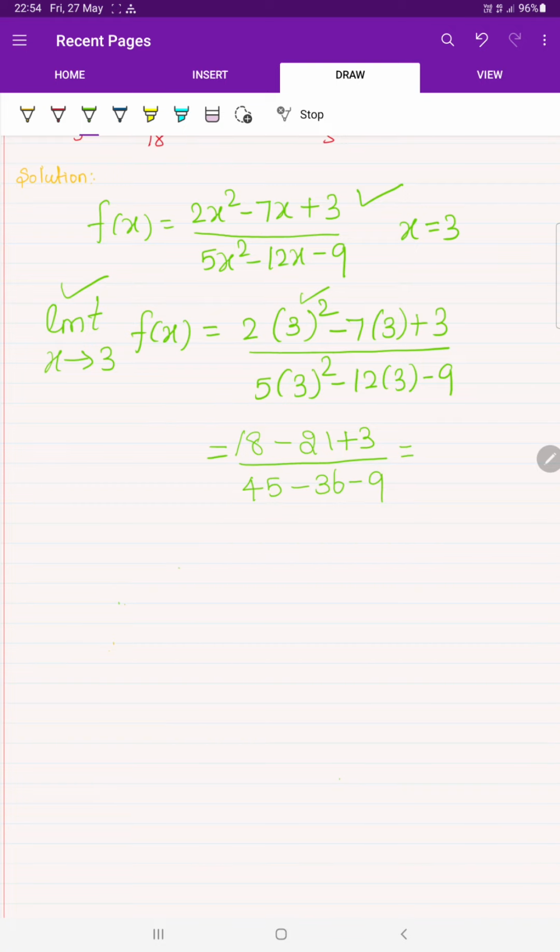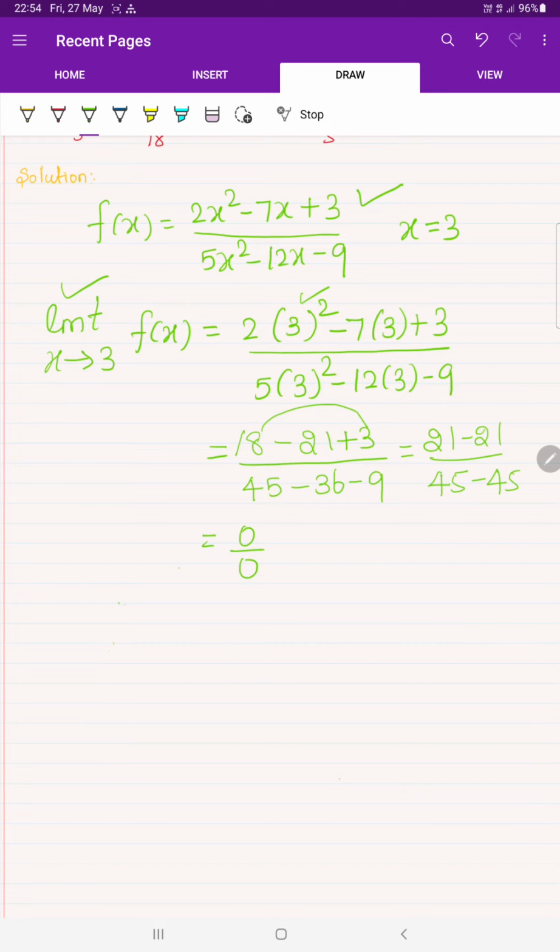What will be the answer? In the numerator, 18 plus 3 is 21, so 21 minus 21. Upon 45 minus 36 minus 9, how much? That is also 0, sir. So what is the answer?